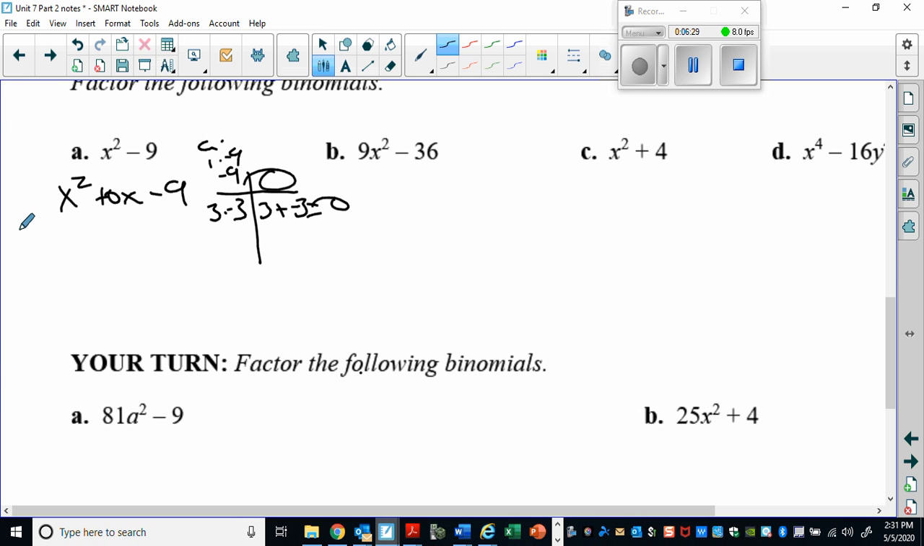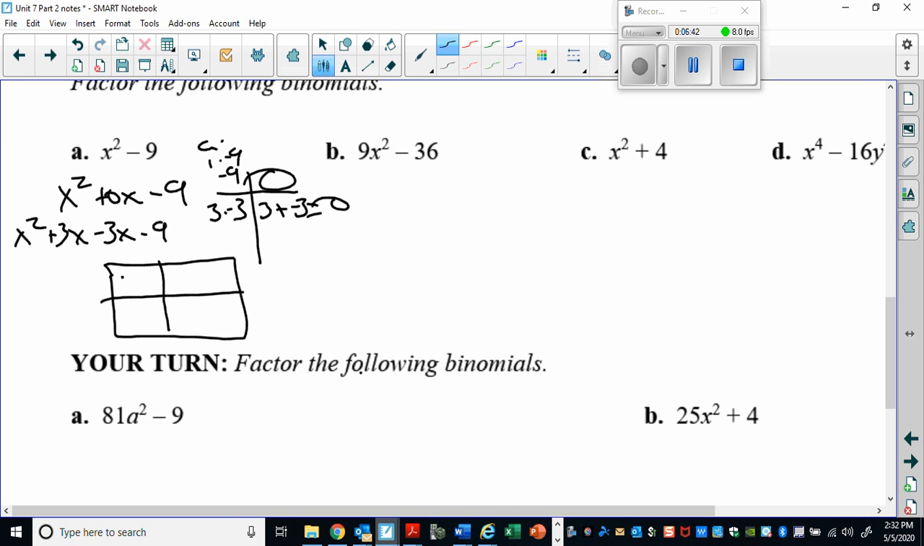So now we're going to break this down. X squared plus 3x minus 3x minus 9. We're going to put that into our box, and we're going to factor it out. We have x squared here, we have negative 9 there. Remember, the first term goes in the first box, the last term goes to the last box. The 3x's, it doesn't matter where they go.